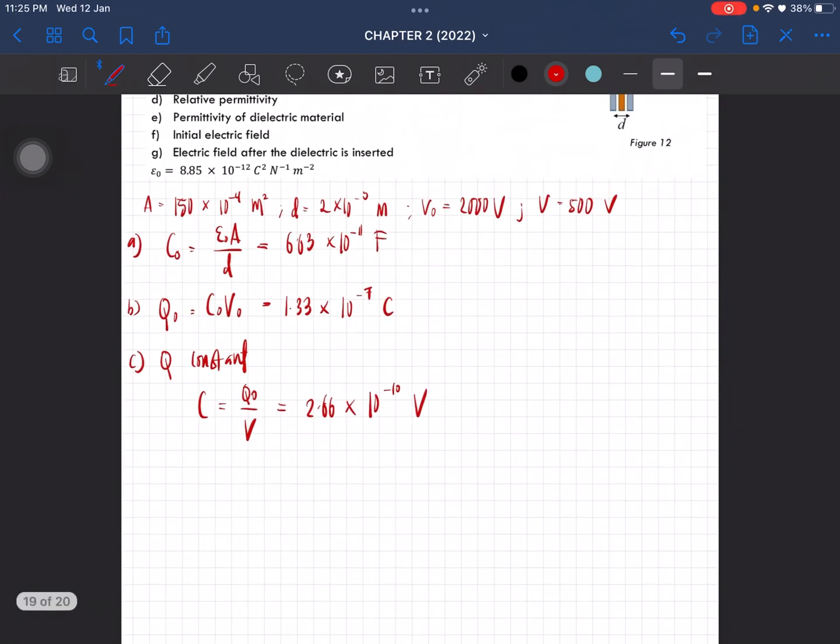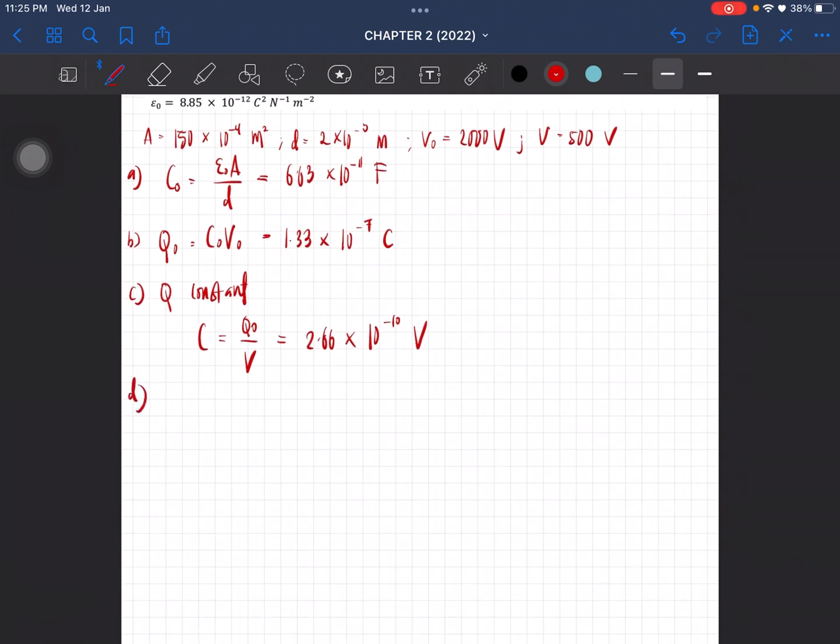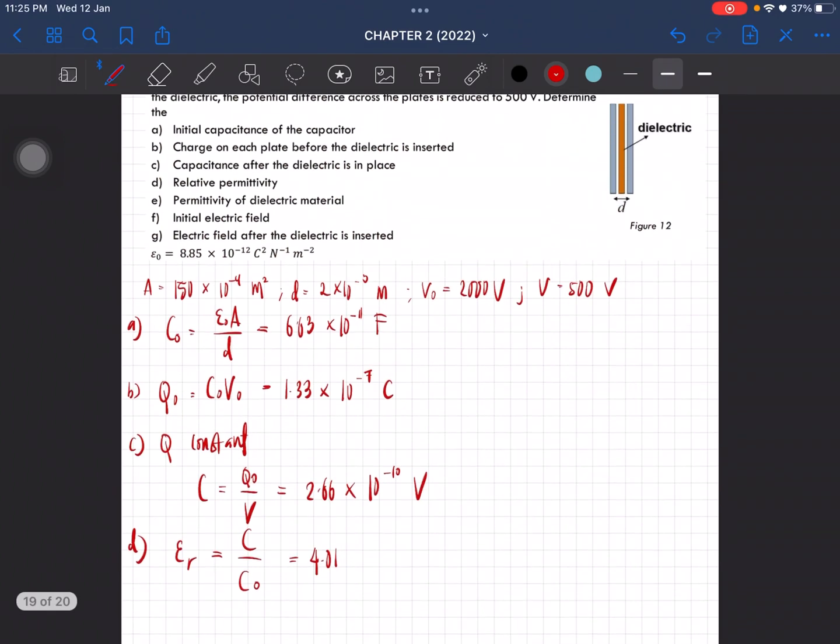Okay, and then question D, relative permittivity is this one, dielectric constant. Okay, dielectric constant, so this is C over C naught, so you'll then get 4.01 as the relative permittivity.